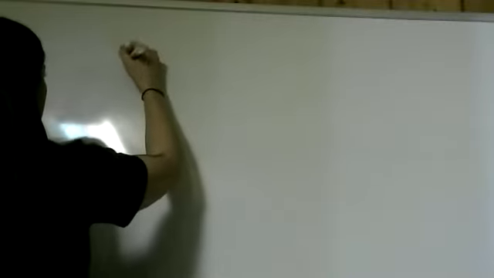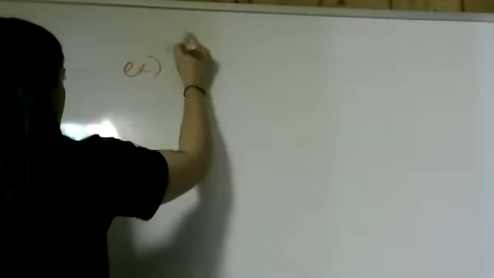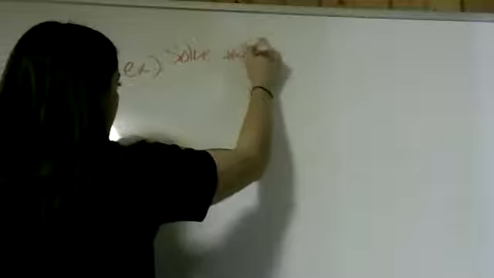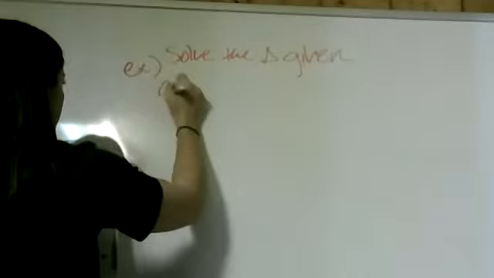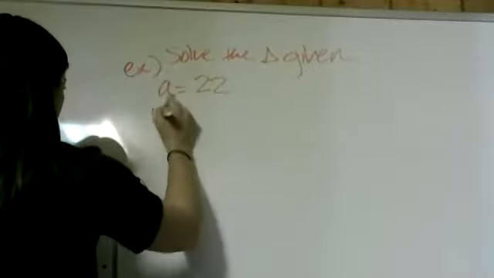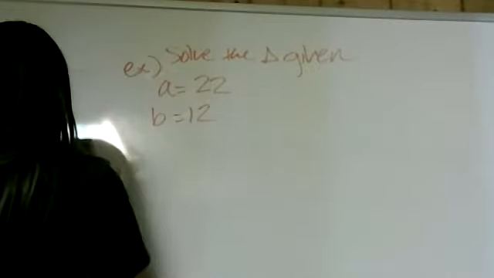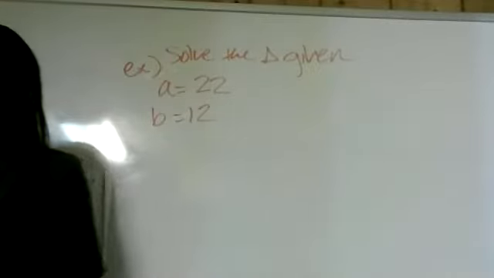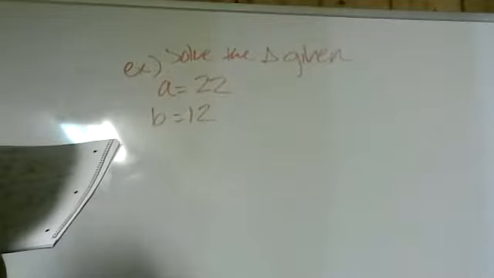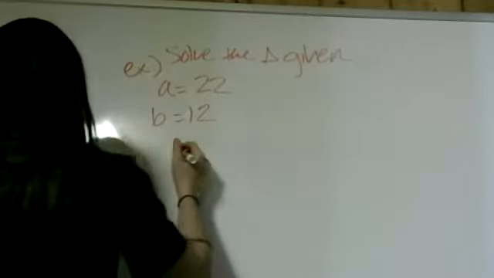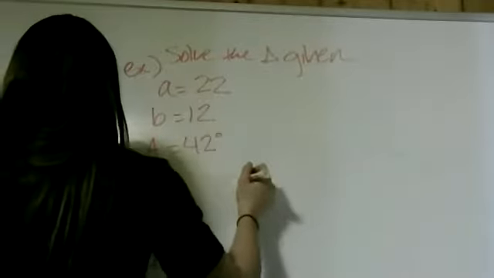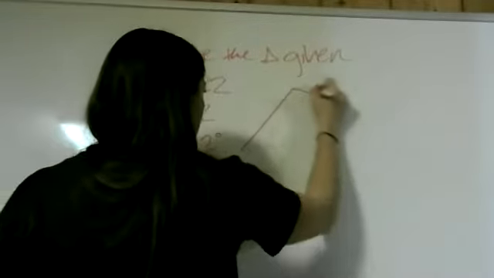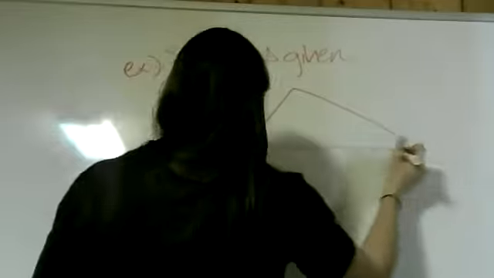So another example you might see, I want you to solve the triangle given that little a equals 22, little b equals 12, and big A equals 42 degrees.